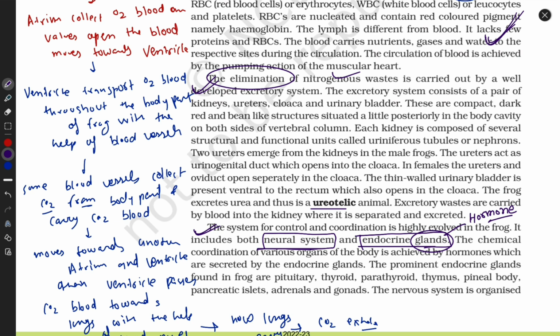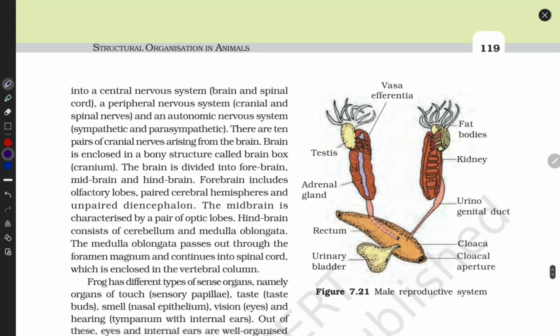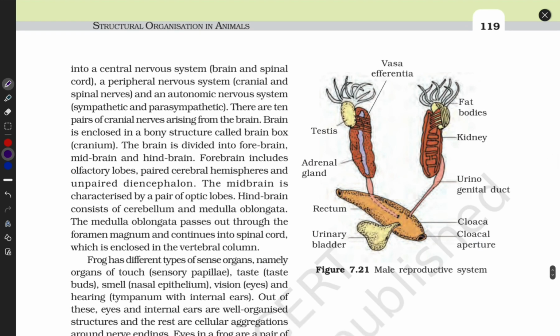Okay guys, what glands are in your body? What kind of glands are present? Pituitary, thyroid, parathyroid, thymus, pineal body, pancreas, adrenal, and gonads. We also have these, and the frog will also have these. They have all these glands, and they also have a highly organized nervous system. Yes guys, they have a nervous system, they have a brain.